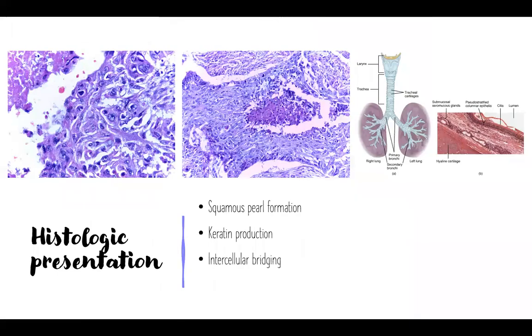Histologic presentation. Since you're dealing with squamous cell carcinoma, the histology of it is squamous pearl formation, keratin production, and intercellular bridging. So you'll have little islands of abnormal keratinization within the epithelial pearls, and then there'll be little whorls of malignant cells with some keratin in the center.